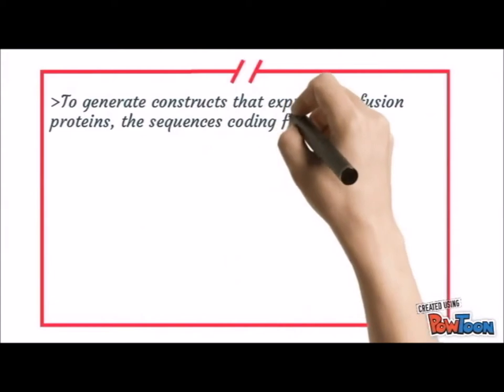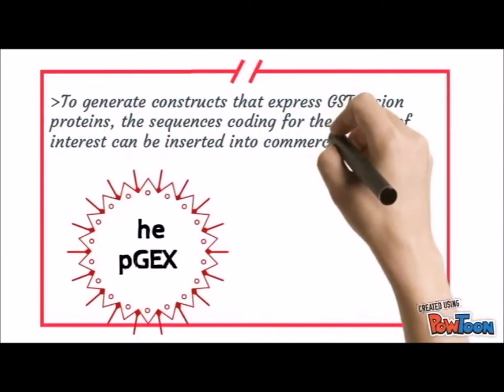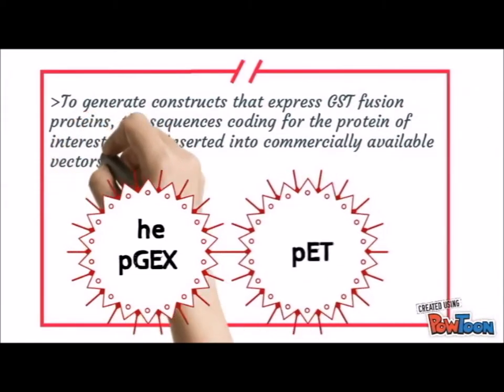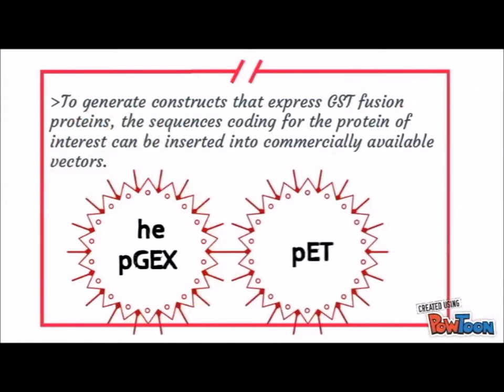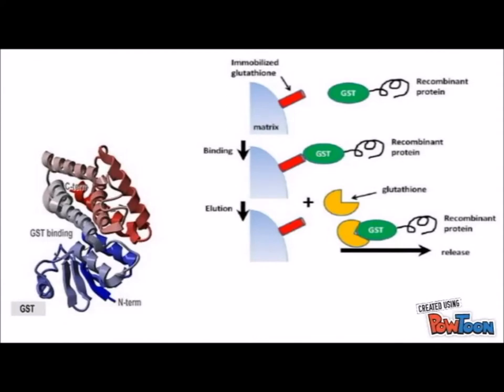And lastly, to generate the construct that expresses the fusion protein, the sequences coding for the protein of interest can be inserted into commercially available vectors such as pGEX from GE Healthcare, and pET. This is the picture of the GST protein in its 3D structure. And then there is the process that involves the recombinant GST protein with the immobilized glutathione, and then it will produce the recombinant protein and also the glutathione.